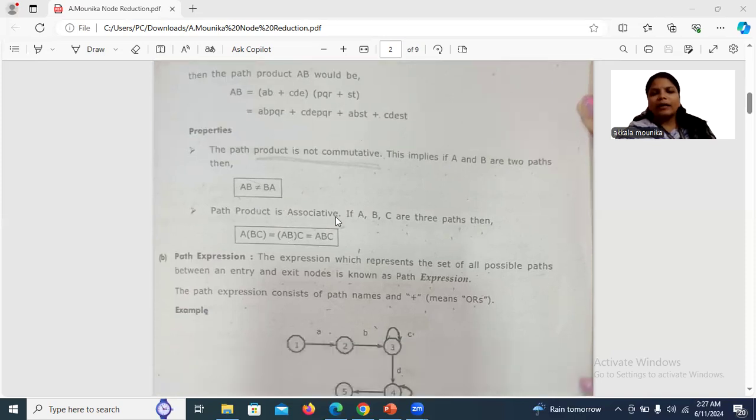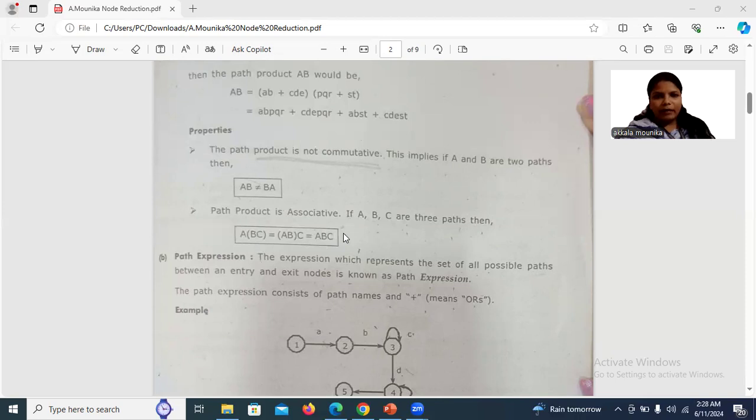Next, the path product is associative. That means it obeys the associative law. If A, B, C are three paths, then A into BC is equal to AB into C.